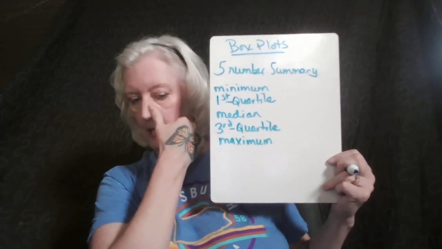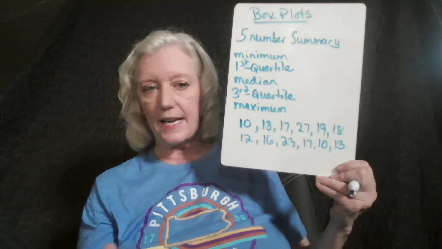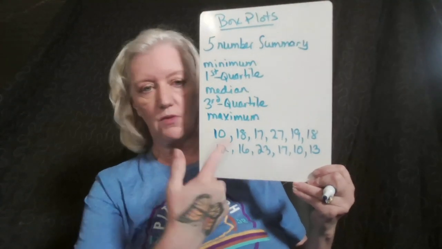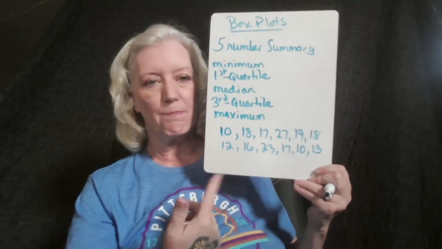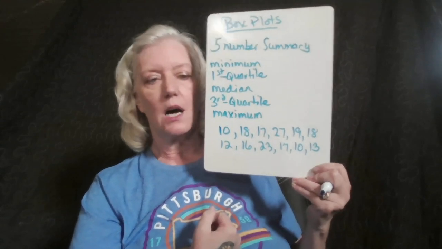Okay, so first I'm just going to give you a set of numbers and we're going to calculate the 5-number summary. Here's my set: 10, 18, 17, 27, 19, 18, 12, 16, 23, 17, 10, 13, and we'll stop there. Now, I'm not finding standard deviation or mean, so it really doesn't matter how long the list is. It might be a pain a little bit to put them all in order and find these, but it's not that big of a deal.